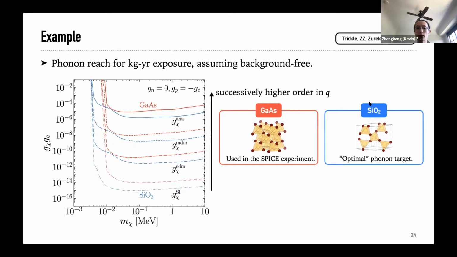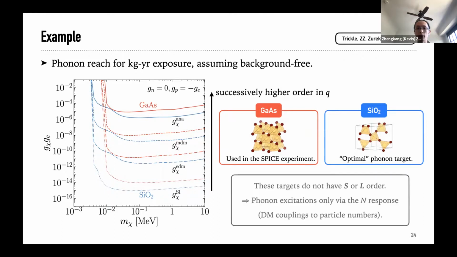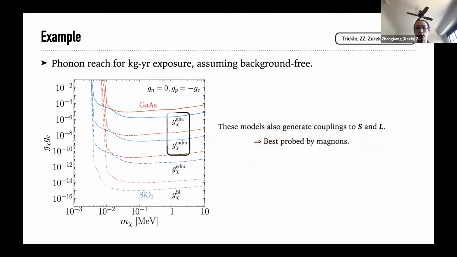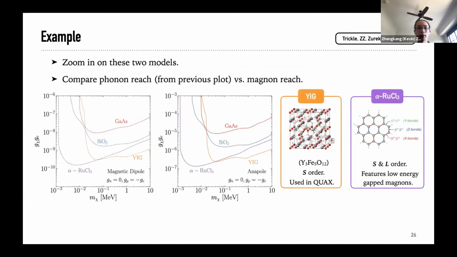So we see that quartz generally does better than gallium arsenide, as expected. Although I should mention that these targets do not have S or L order, which means that the phonon excitations can only proceed via the coupling to the particle number, but not the couplings to the spin or orbital angular momentum. But as I mentioned, 2 of these models also generate couplings to S and L, so we want to probe these responses as well, and these are best done by looking at magnons.